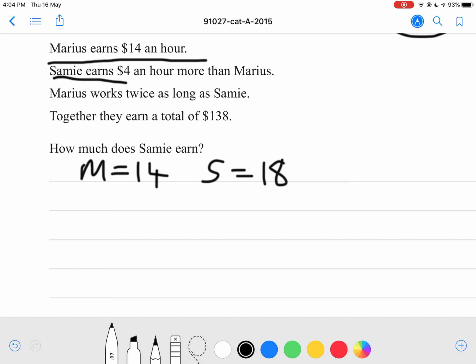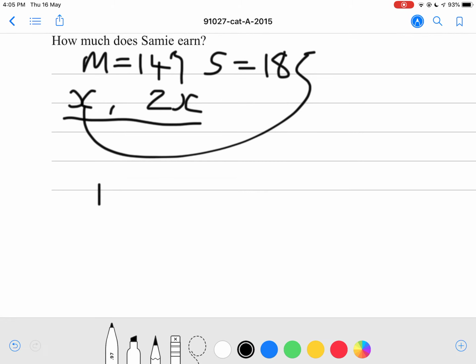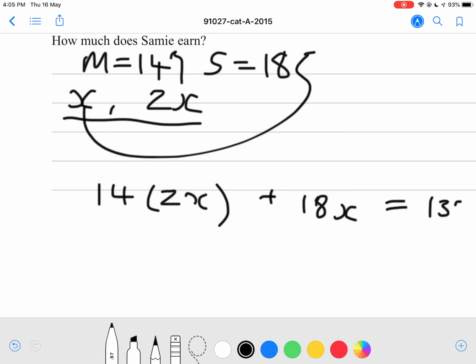So Marius works twice as long as Sammy. Let's say Sammy works for an x amount of time. So x is an unknown value; we don't know how long that is. That means Marius works 2x of that time because he works twice as long as Sammy. So this is for Marius and this is for Sammy. Therefore, we say 14 multiplied by 2x, how long Marius is working for, plus 18x, which is how long Sammy works, how much Sammy earns, and that equals 138.